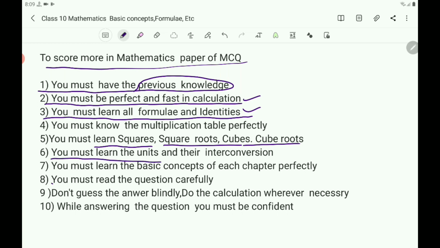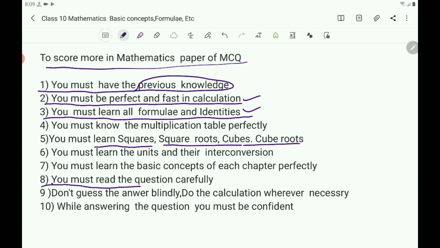Next, you must learn the units and their interconversion. You know there are units for length, area, etc. And sometimes there is a necessity of interconversion of the units. So you must know the units and also their interconversion. Next, you must learn the basic concept of each chapter perfectly. If you know the concepts of each chapter perfectly, you can solve the multiple choice questions quickly and correctly.